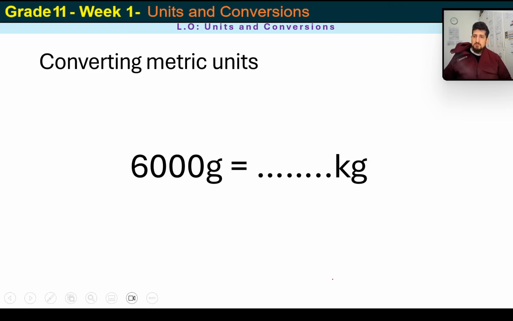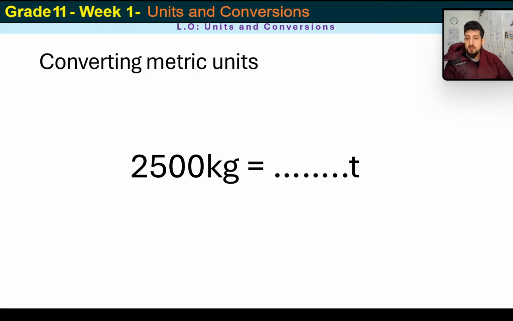Moving on. 6,000 grams to kilograms. Well, we already know that kilo means 1,000. 6,000 just means 6 kilos. I like that one. Next, 2,500 kilograms to tons.